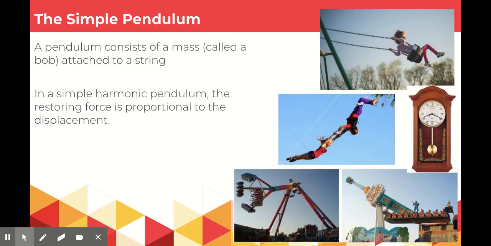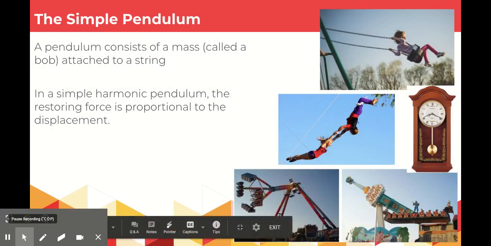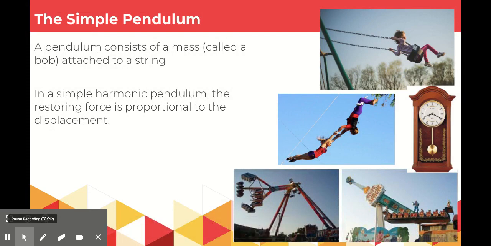Simple pendulums are also examples of simple harmonic motion. So we know that a pendulum is going to have a mass and a string. The mass is usually called a bob. It's referred to as a bob in physics. And you know that your simple harmonic motion is always proportional to the restoring force. So it's the same thing with the pendulum.